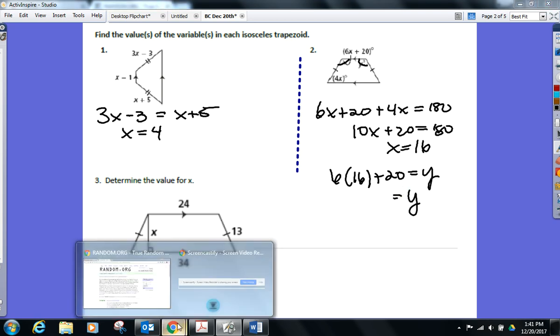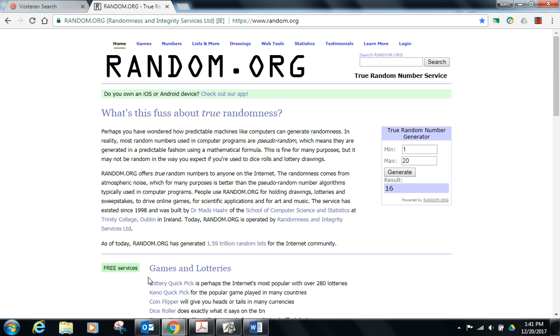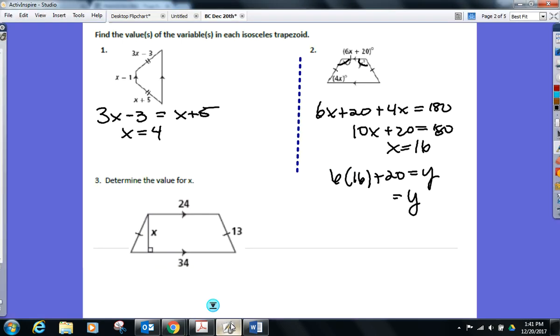Never mind. Never mind. Everyone's IQ is going to stay right where it is. What do we end up with? 116. 116. Okay.